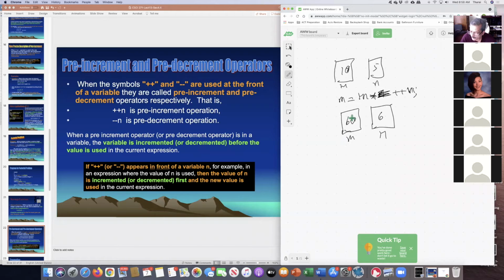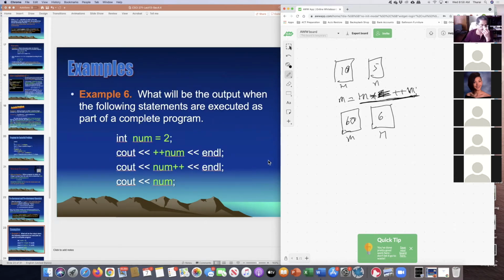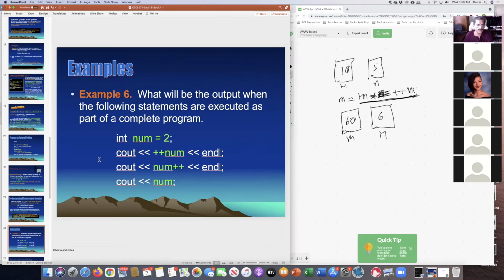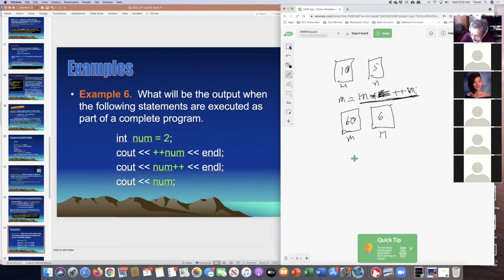So now n will be incremented to 6 first, and then that 6 will be used in this multiplication. So 6 will be multiplying the 10, and therefore you'll get 60, and n is 6. Okay, so that's the difference. It appears to be a minor difference, but it makes a difference. Unless you pay attention, you can get it wrong. Even if it is a cout statement, in the cout statement also it will work the same way. Let me go to the board. If I write cout m or n plus plus, then what will be printed by cout?